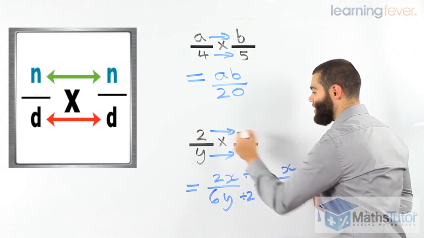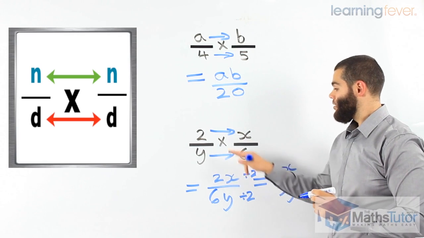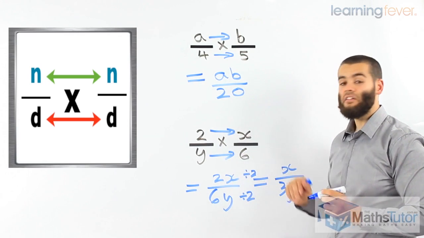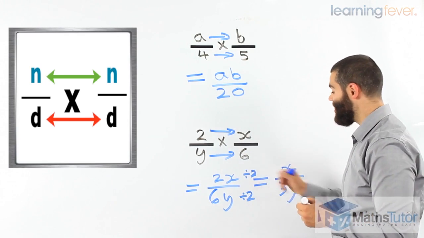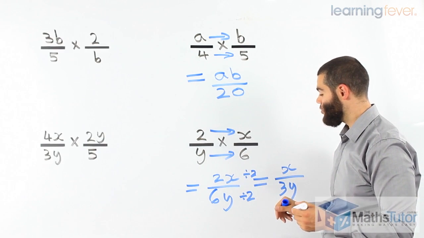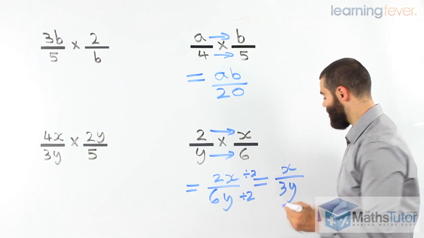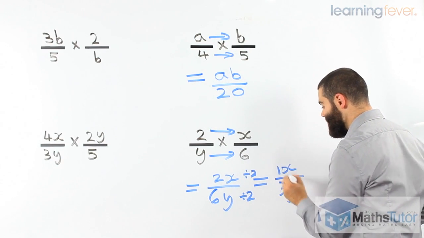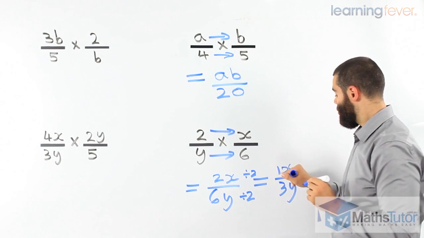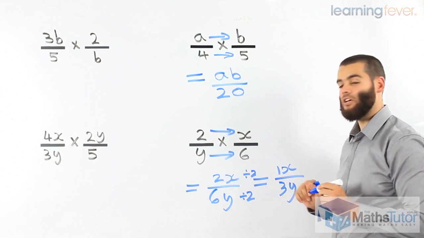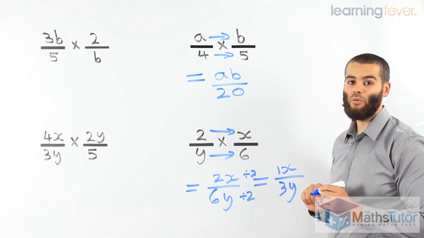These arrows are showing us what to do. 2x over 6y. Can we simplify? Yes, we can. We divide by 2 and we divide by 2 because 2 over 6 can be simplified. It becomes 1/3. There's really an invisible 1 here, but we don't have to put it. 1x over 3y or x over 3y. That is our final answer.